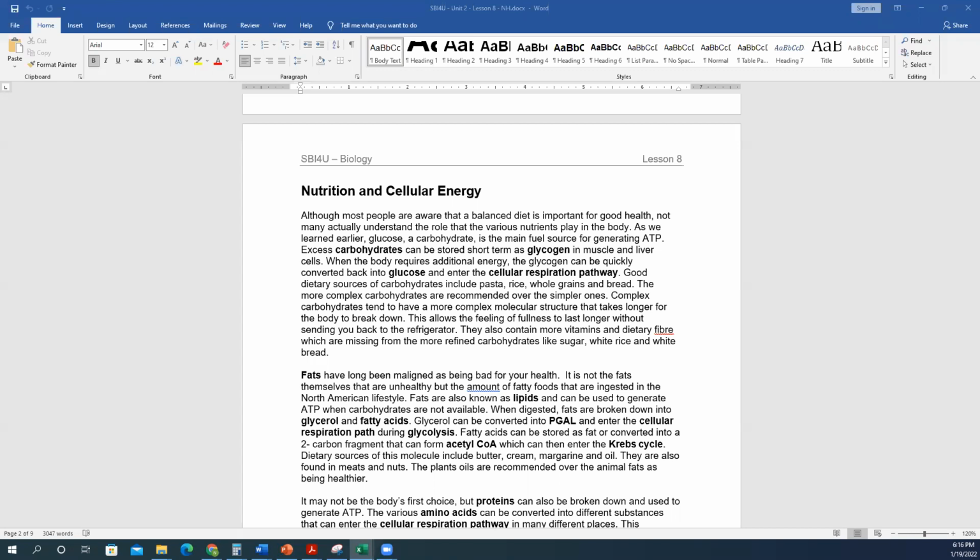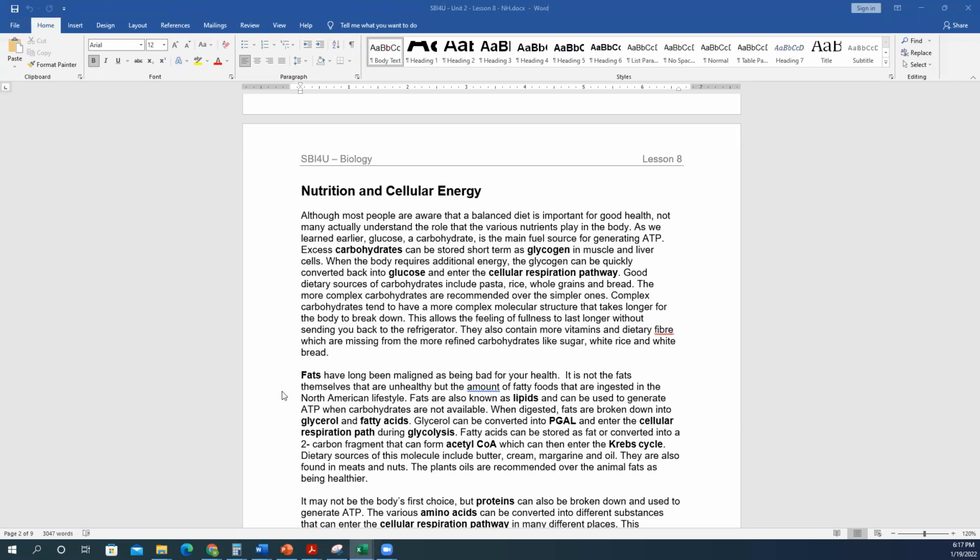So dietary sources of this fat molecule, these lipids and fats, include the fat found in dairy and butter, cream, margarine, which is another source that you can get from plants, and the various oils. Fats are also found in meats and also in nuts. And typically plant oils are recommended over animal fats as being the healthier option.